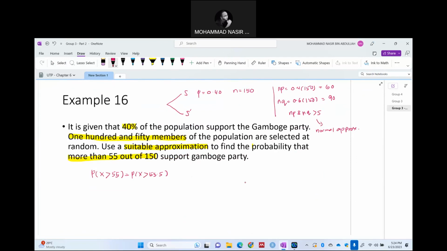Just remember the steps: from binomial, check the requirement. Next, we convert to the Z distribution, the probability of Z more than 55.5 minus np, which is 60, divided by the square root of npq, which is 36. So this is the probability of Z more than negative 0.75. So this should be 1 minus the probability of Z less than negative 0.75. You should get 0.7734.